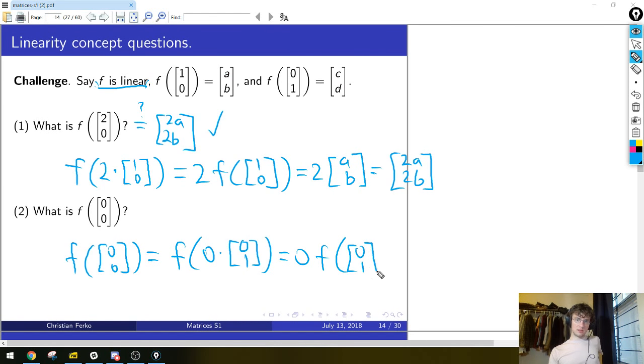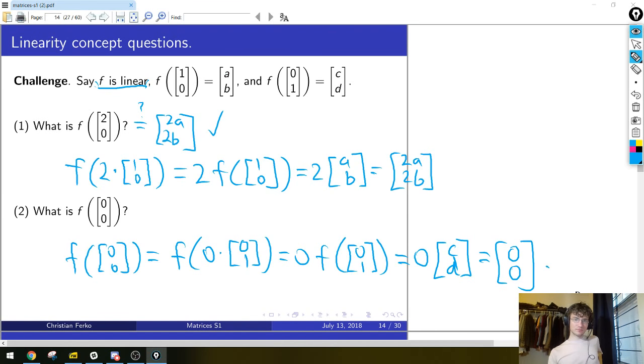Oh, wait. Okay. Now, what is f of (0, 1)? f of (0, 1) is (c, d). Good. And now we can, again, scalar multiply. So what is 0 times the vector (c, d)? Zero, zero. Yeah, which I'm just going to write as zero, without the c and d.